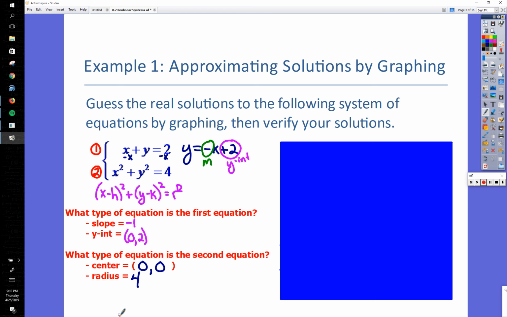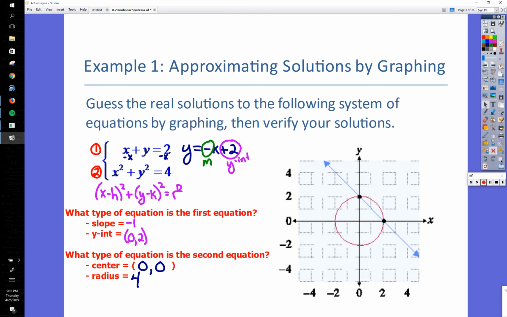And we would graph that, or let Hawks graph it. And what you'll notice is we get a graph that looks like this. We have a line and a circle. And anytime you're solving a system of equations graphically, we're looking for where these two items would intersect, if they do.